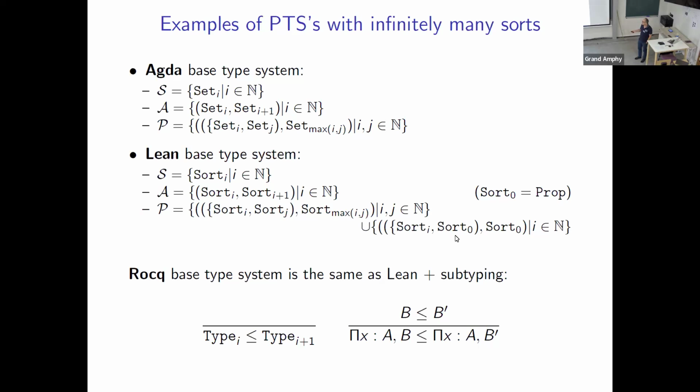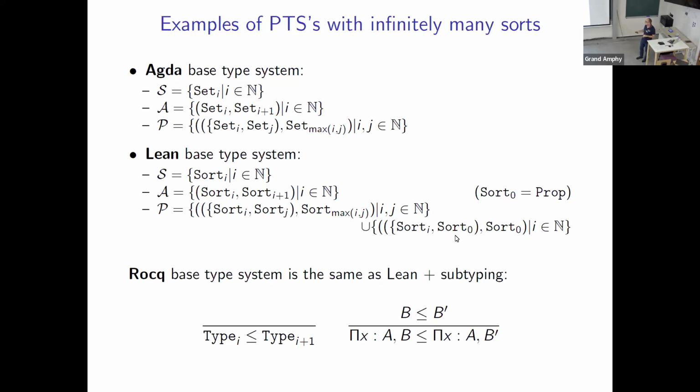And for typing products, in order to keep something that is predicative and not inconsistent, we need to make sure that when we make a product of a type in Set i with a type in Set j, then we get something in the max of them. There is actually something a little bit more than this, but I will not enter the details.